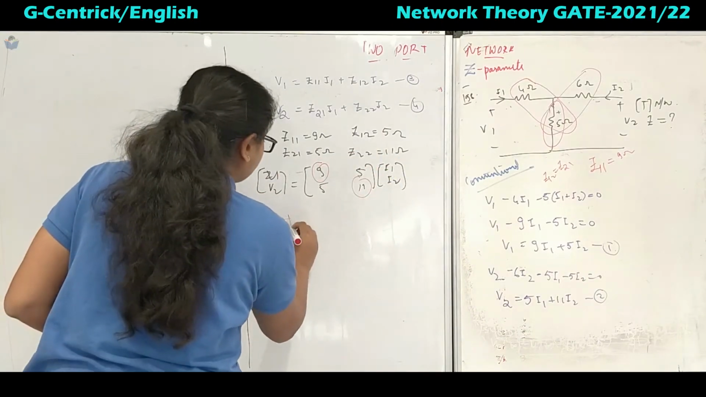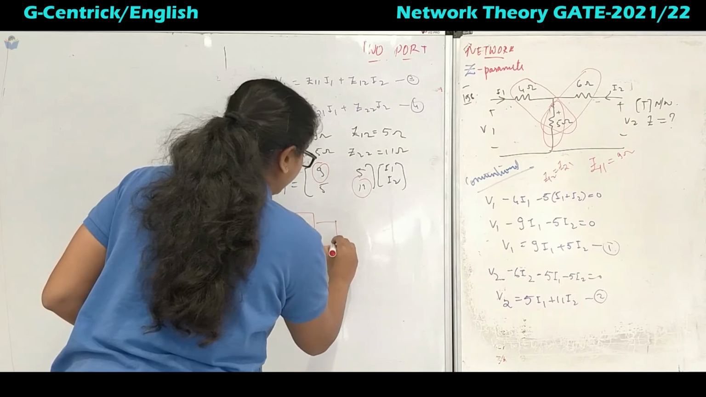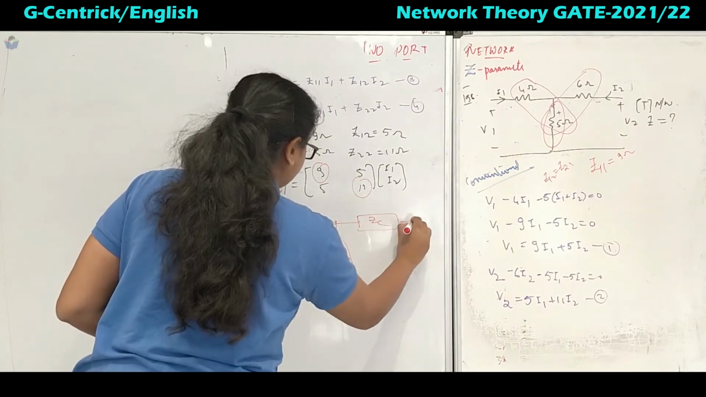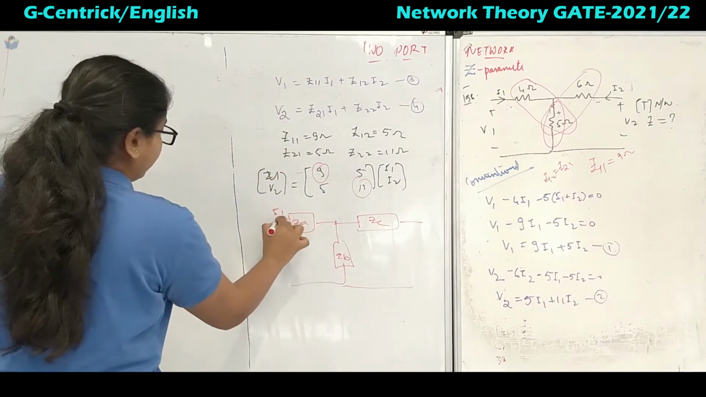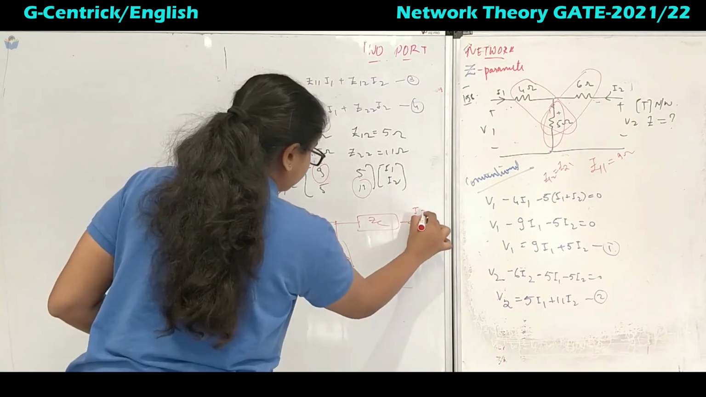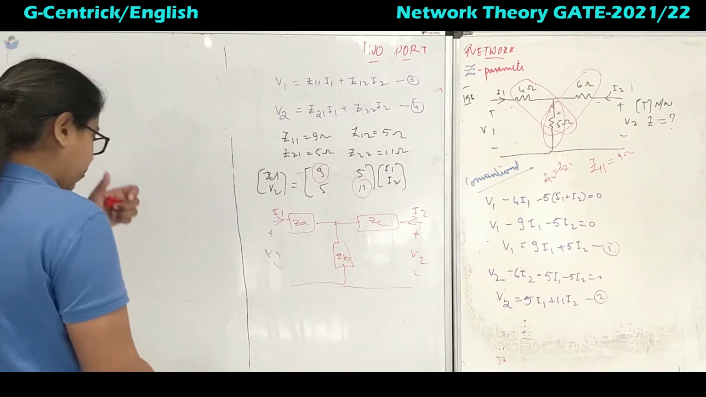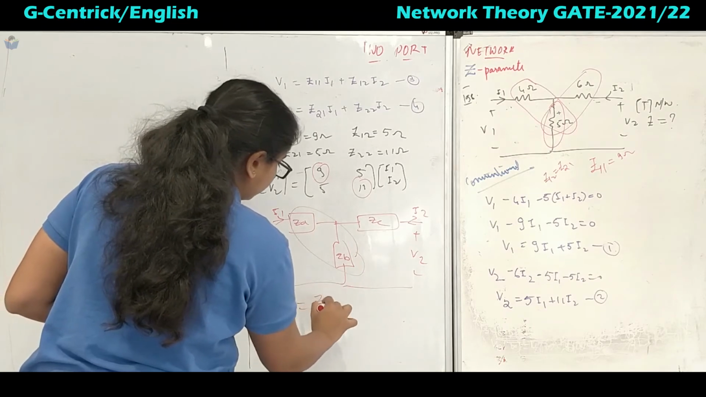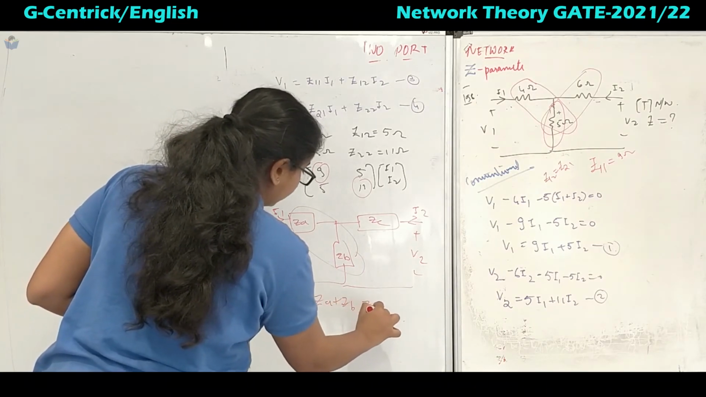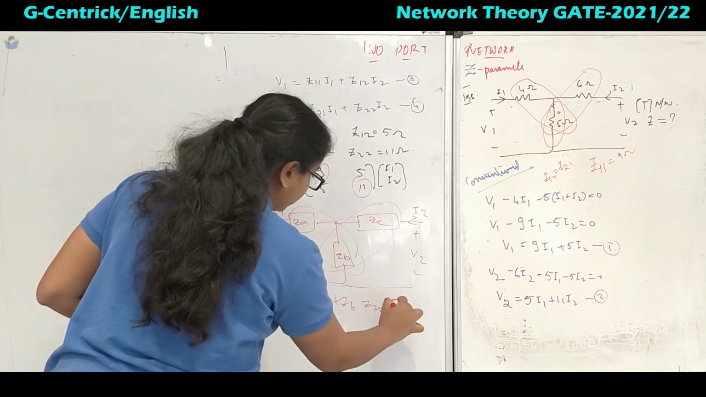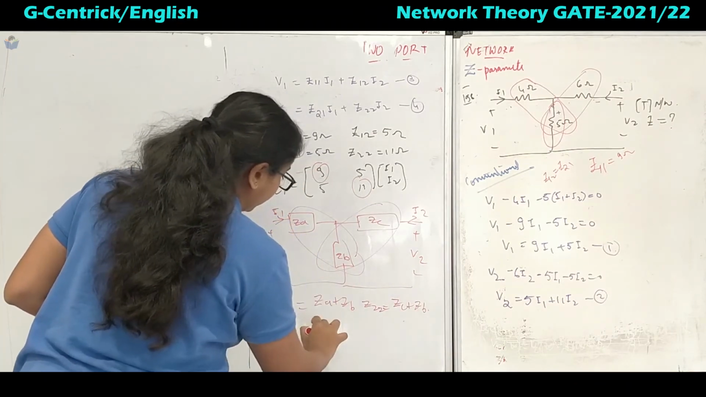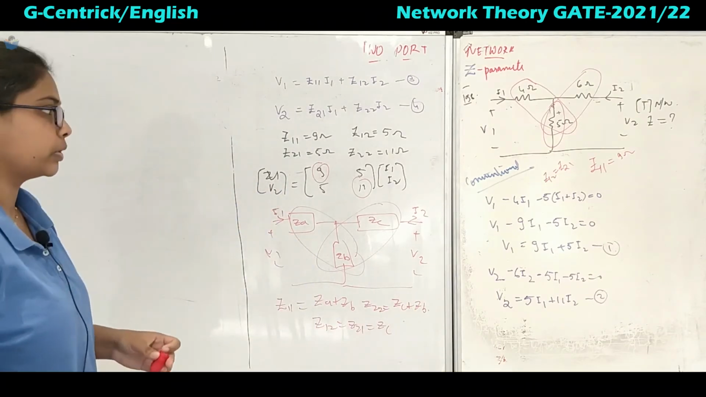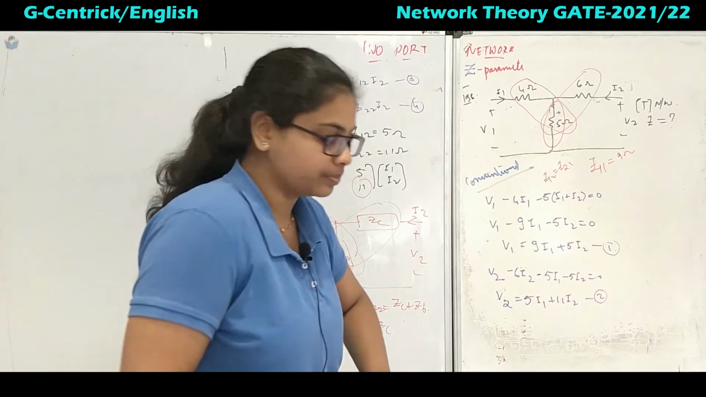So if you have to generalize this, if this is ZA, this is ZB and this is ZC, and you have I1, V1, I2 and V2, then to get the Z11 parameter you add ZA plus ZB, to get Z22 you add ZC plus ZB, and Z12 equal to Z21 you keep as ZC. Okay, we will move on to our next question.